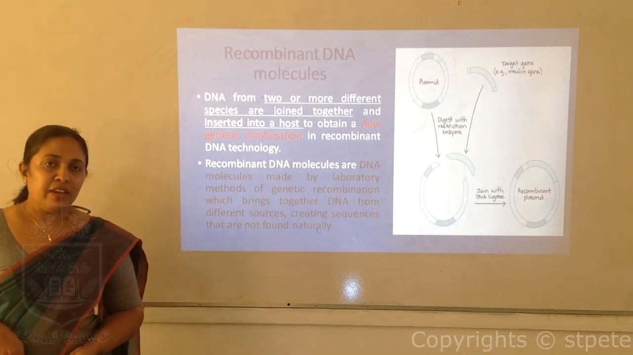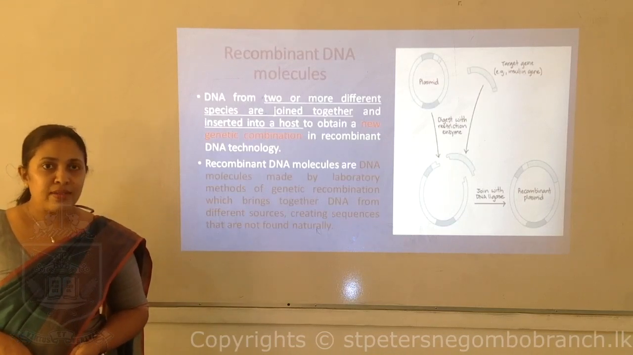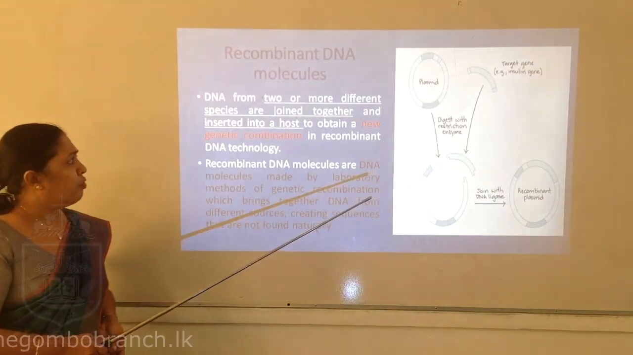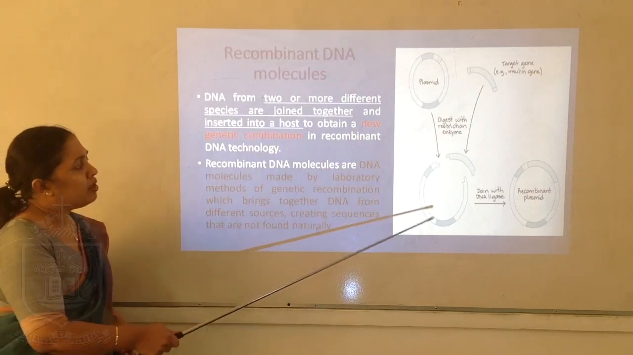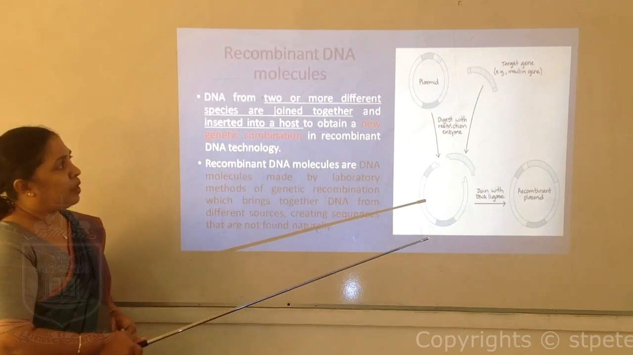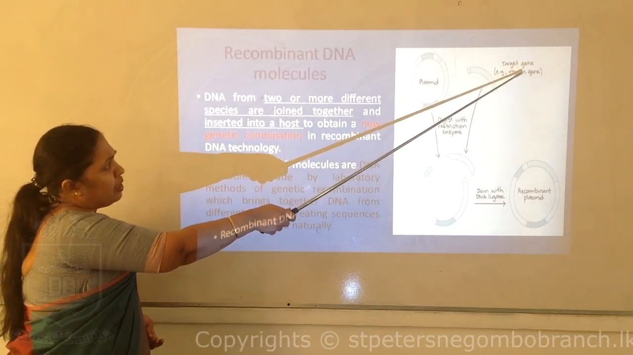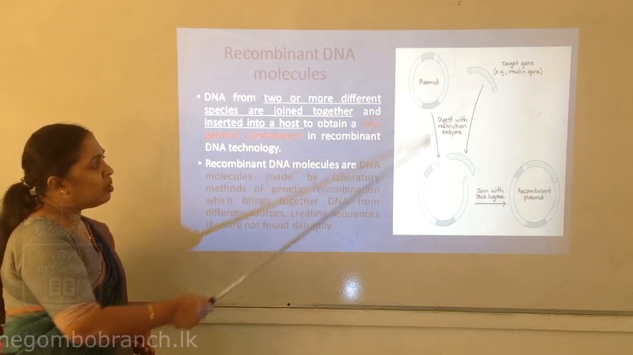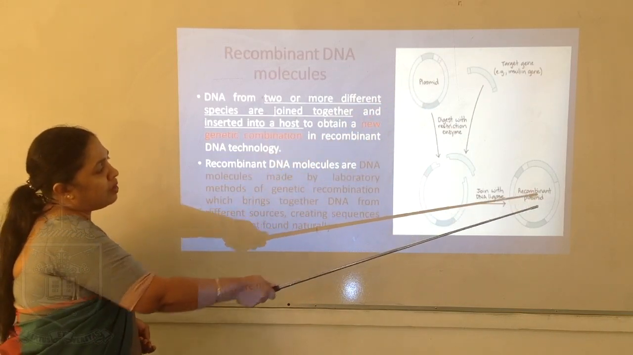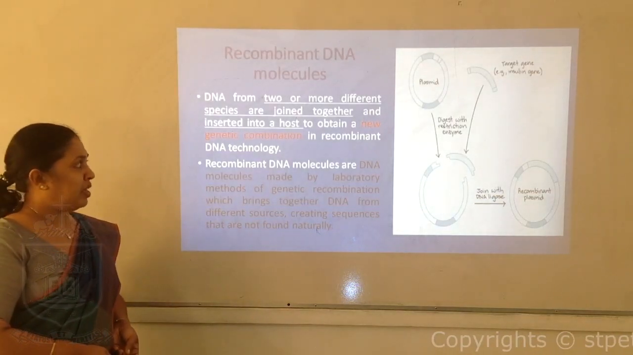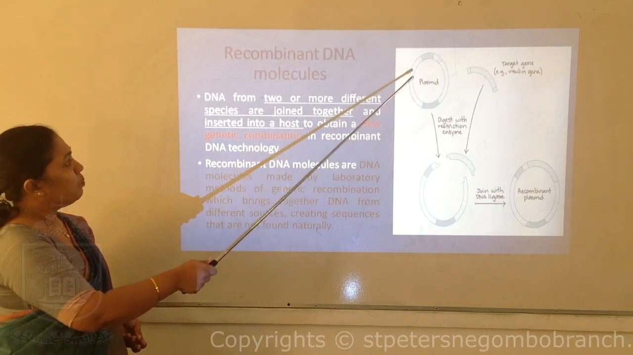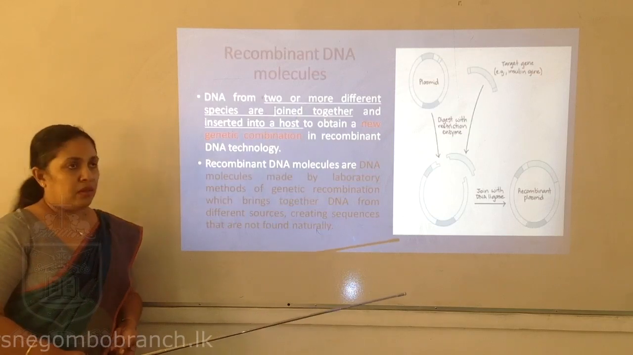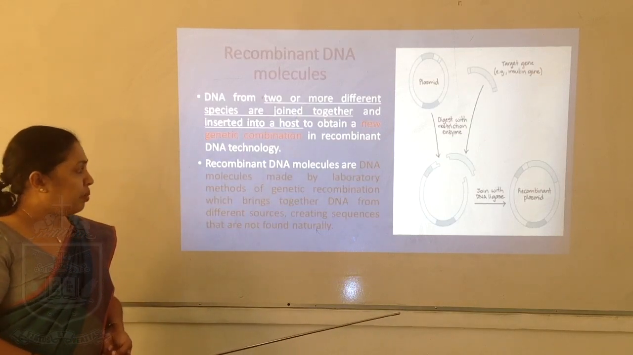In recombinant DNA technology, recombinant DNA molecules are important. Recombinant DNA molecules are formed by a new genetic combination of two organisms. It may be a target gene like insulin, a human gene, integrated into a bacterial plasmid, and this is the recombinant plasmid, the recombinant DNA molecule. So two or more different species are joined together and inserted into a host, forming a new recombinant combination.